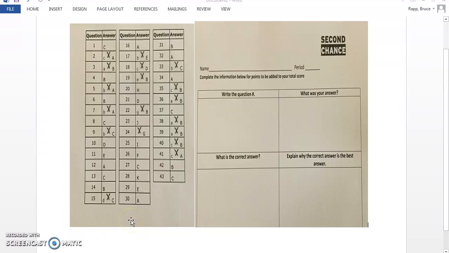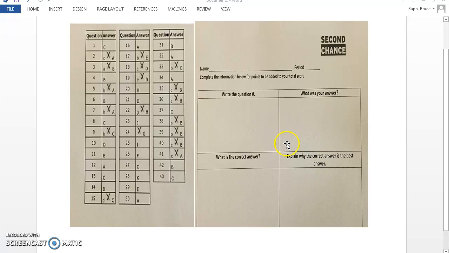This is a tutorial of how to fill out your test correction forms in order to retake and to get extra points on your test. Now, as you can see, I have a test copy on my left-hand side, and I have a retake form on my right-hand side called Second Chance. For each one of these that you fill out, you will get 1/2 point added to your test score.